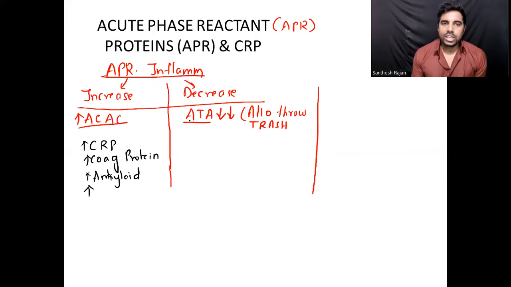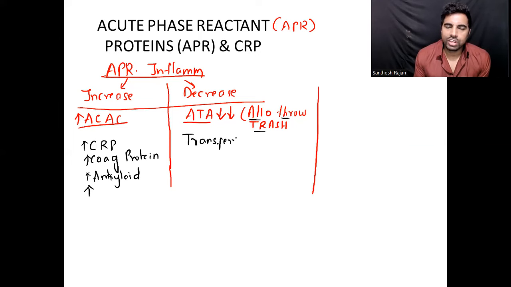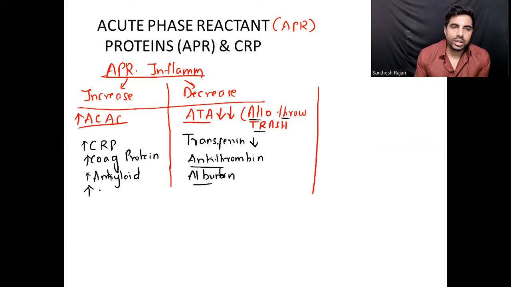Okay. Here, ATA mein, why I say alu, because first of all, T is the T for transferrin. T for transferrin, okay, transferrin through trash, transferrin goes down. Alu maine kyun bola? Because this is your throw ka naam hai antithrombin. Antithrombin and albumin. Albumin. Antithrombin, albumin.